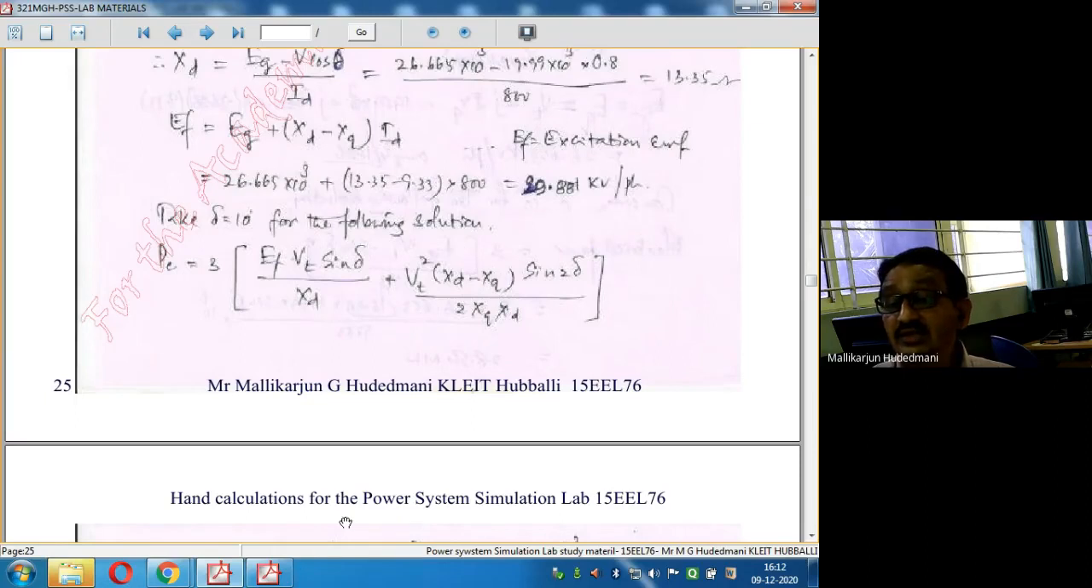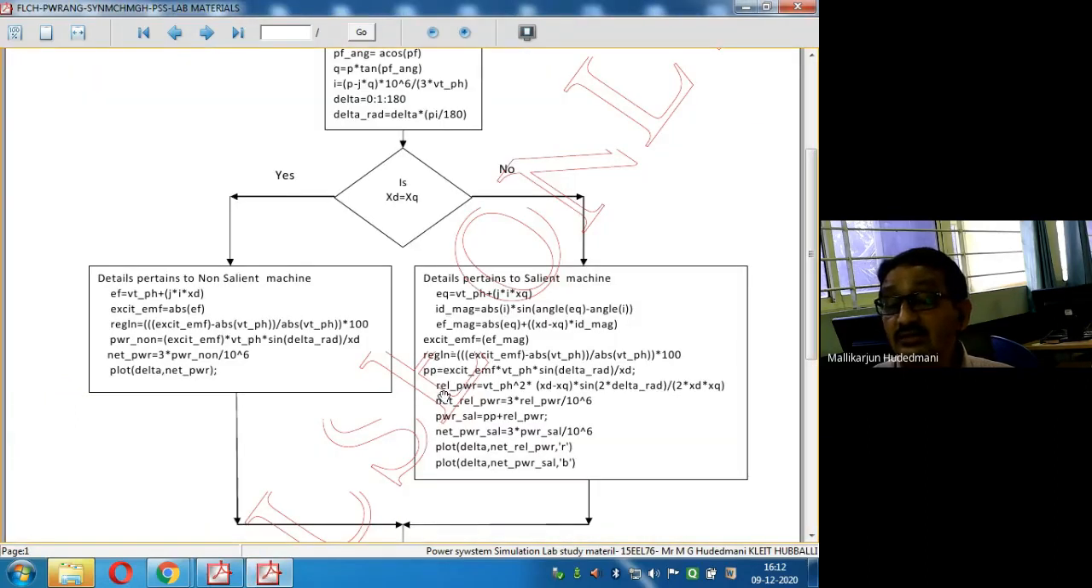This is written as REL. You can see REL power, reluctance power. Reluctance power equals VT squared, times the difference of XD and XQ, into sine of 2 delta, divided by 2 XD XQ. I am not doing anything new.